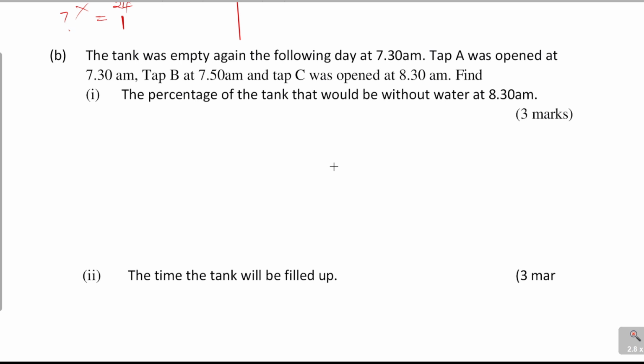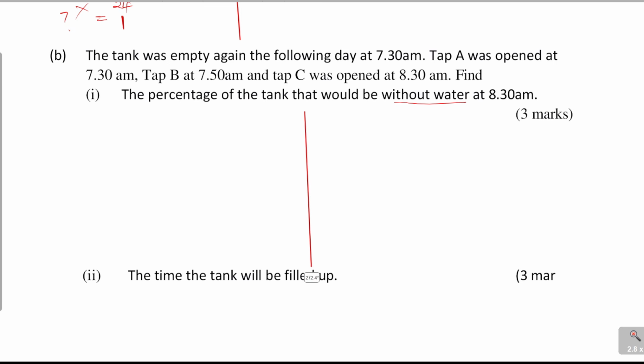The tank was empty again the following day at 7:30 a.m. Tap A was opened at 7:30 a.m., tap B at 7:50 a.m., and tap C was opened at 8:30 a.m. Find 1. The percentage of the tank that would be without water at 8:30 a.m.